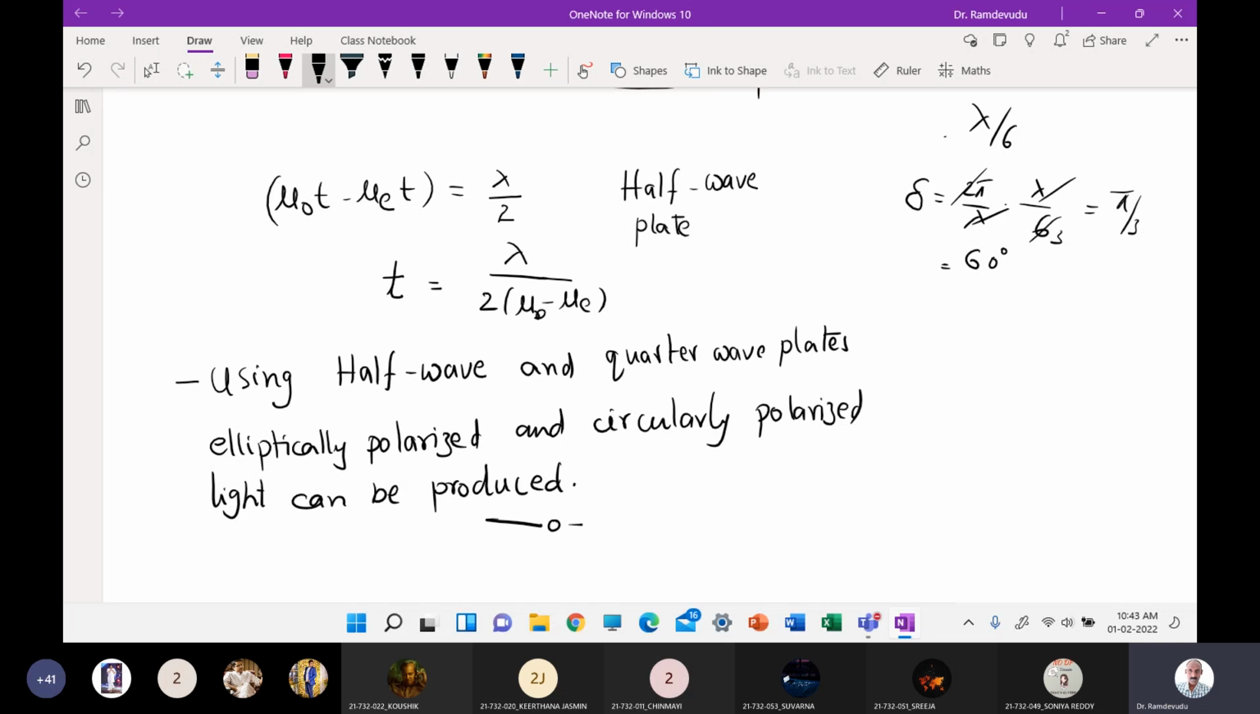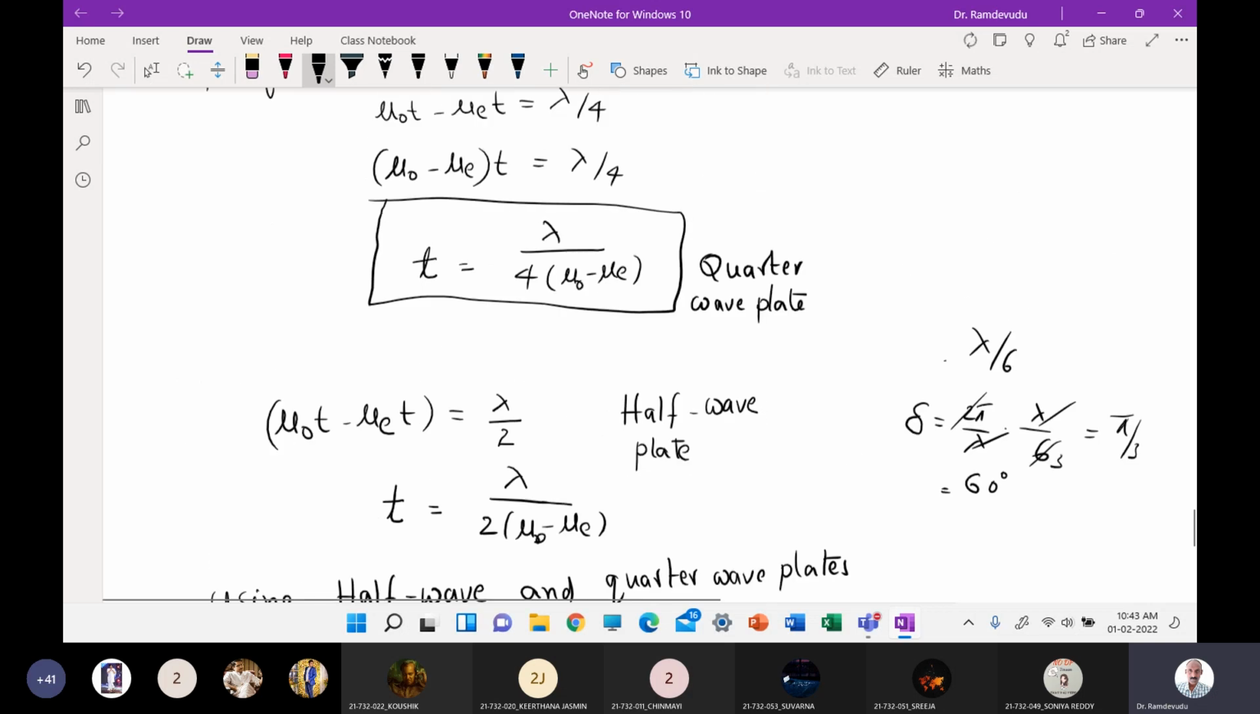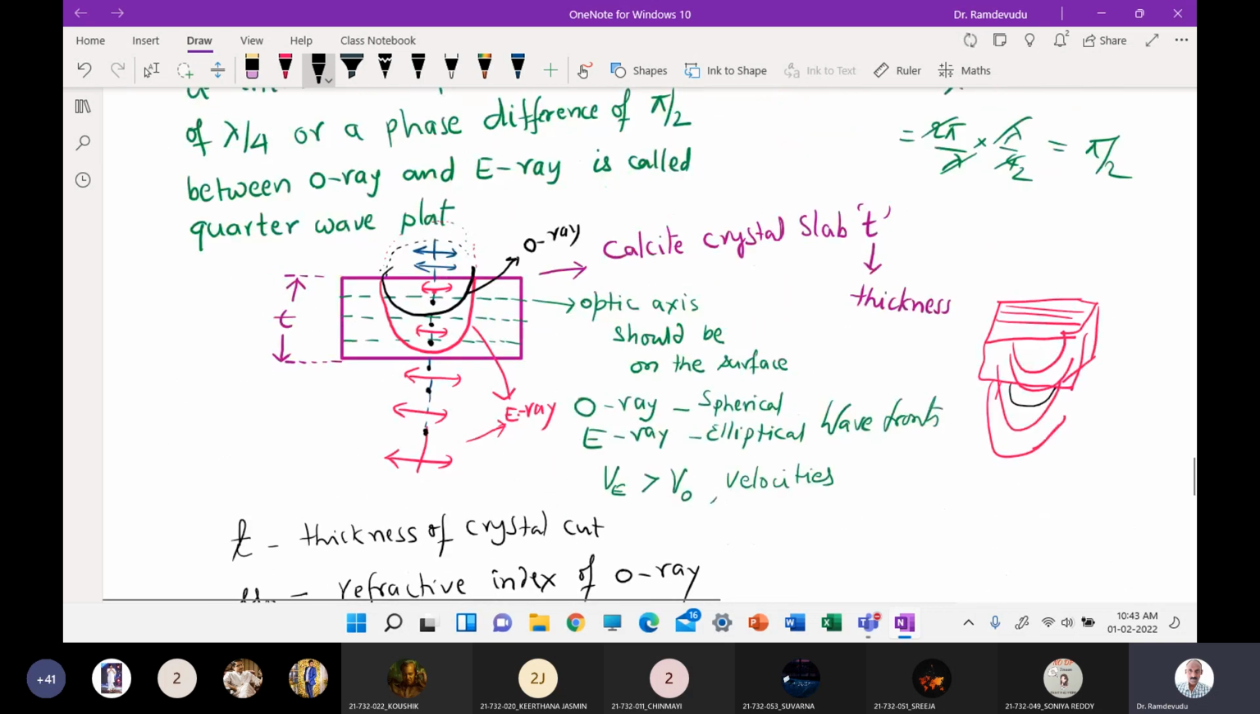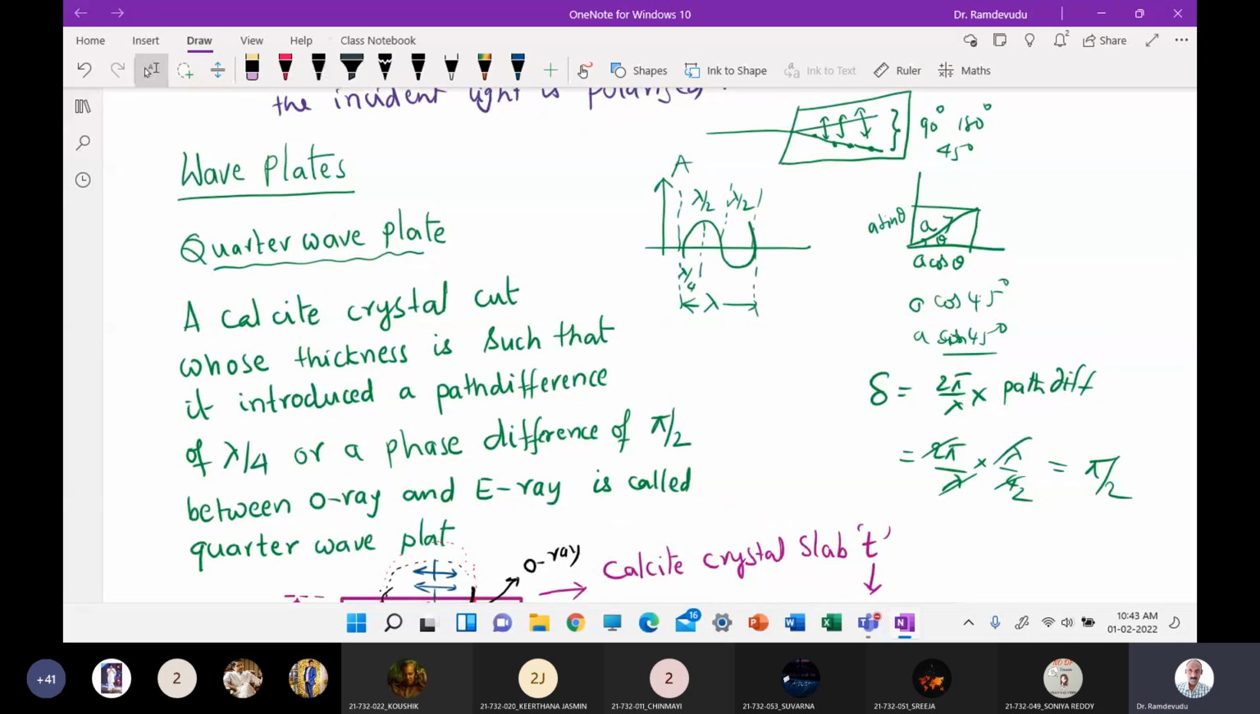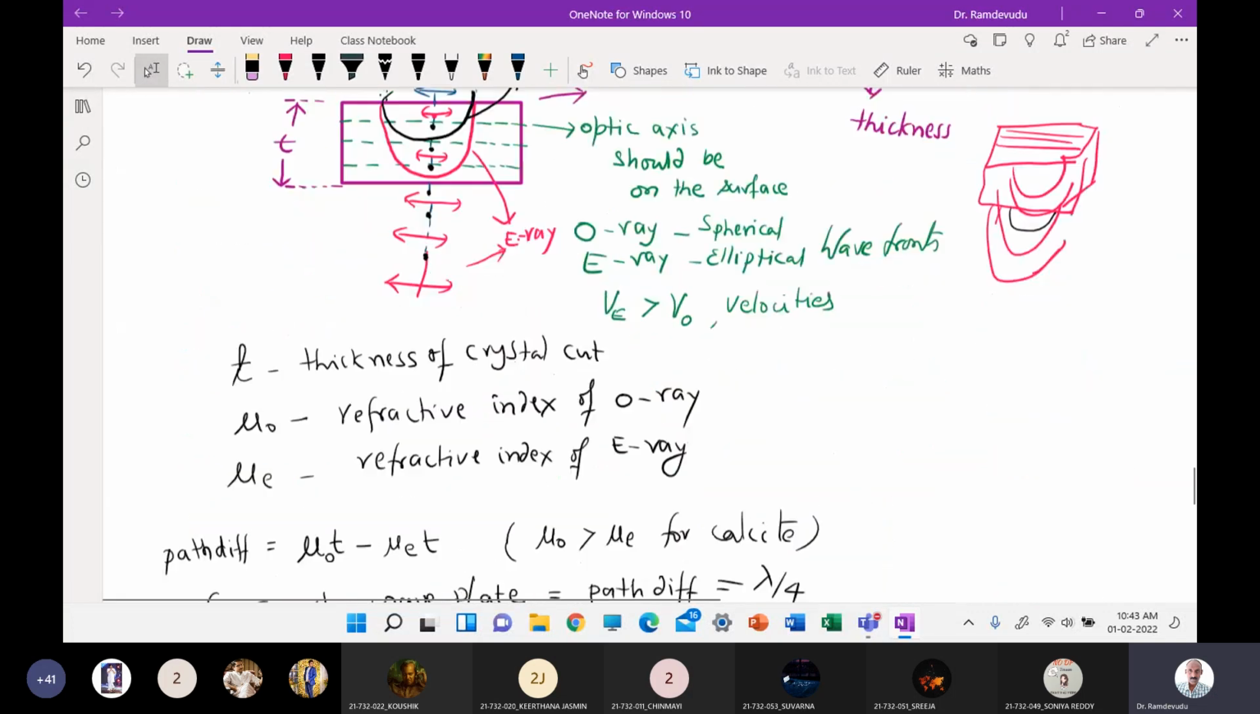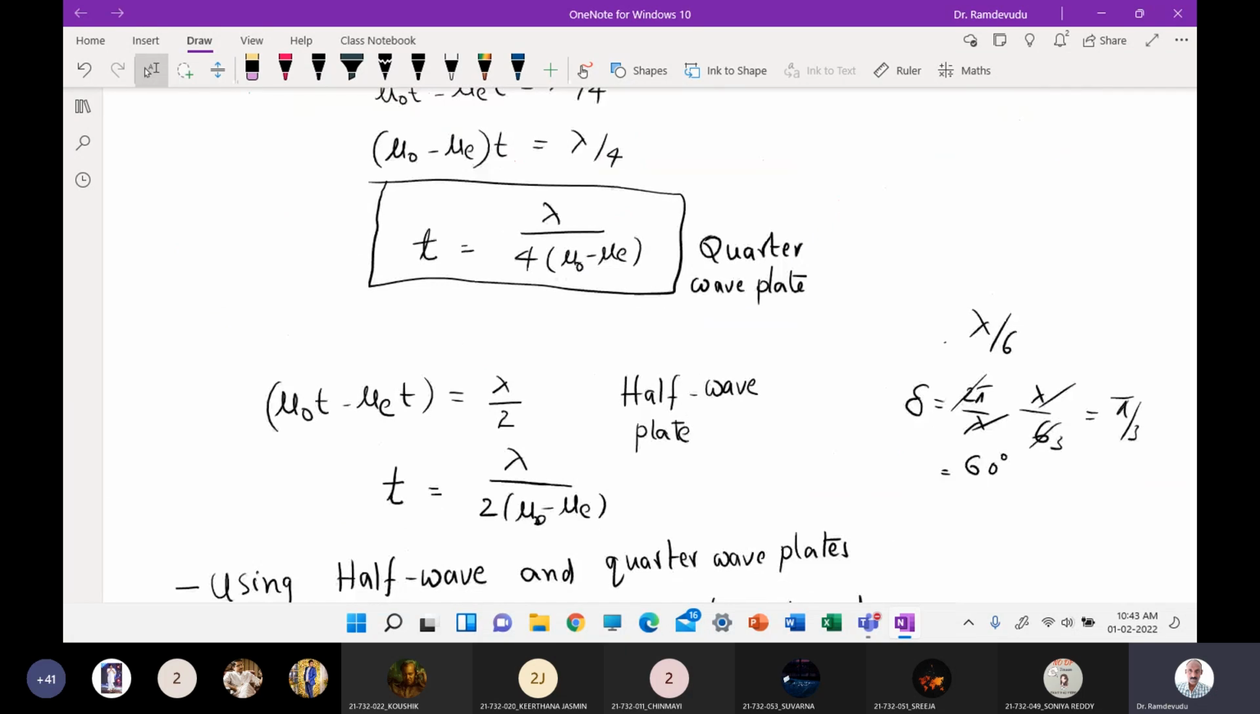So I stop here. If you have any questions, you can ask me. And the definition of the half wave plate you have to write just as we have written for the quarter wave plate. Just like that you can write. But you also see that this is for calcite. If you take quartz, it is a positive crystal, then mu E is greater than mu naught. Then the formula will become mu E minus mu naught.